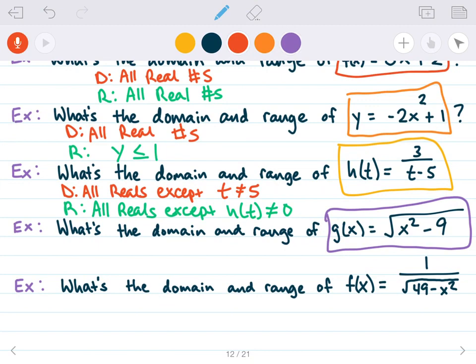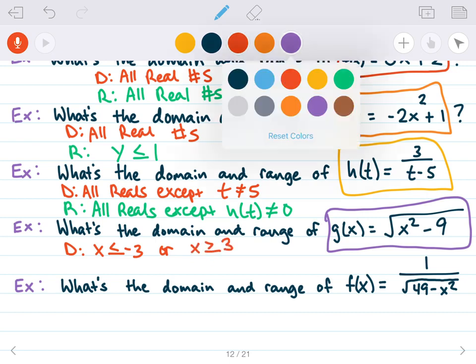So our domain in this case is x is less than or equal to -3, or x is greater than or equal to 3.